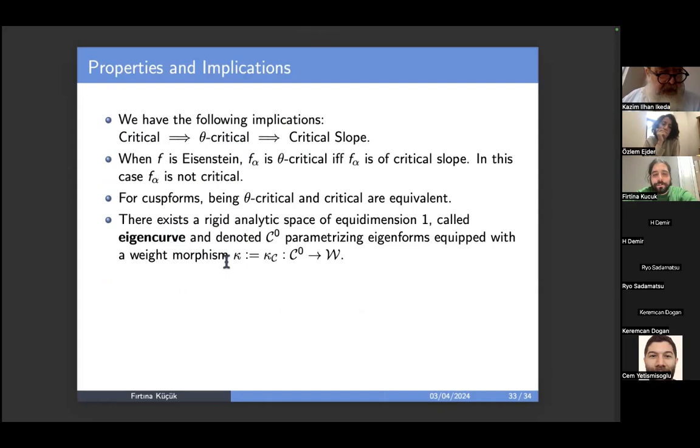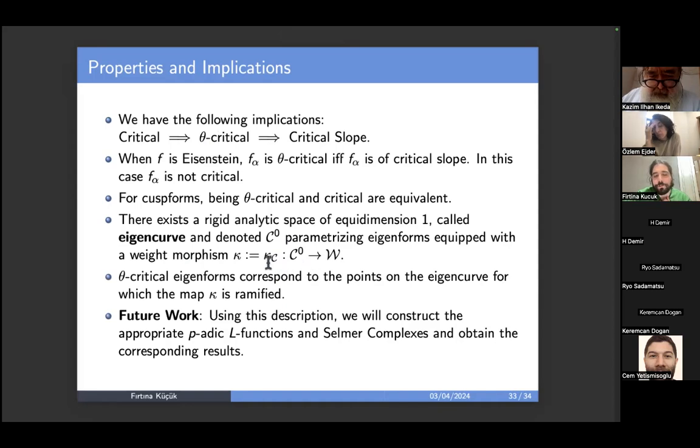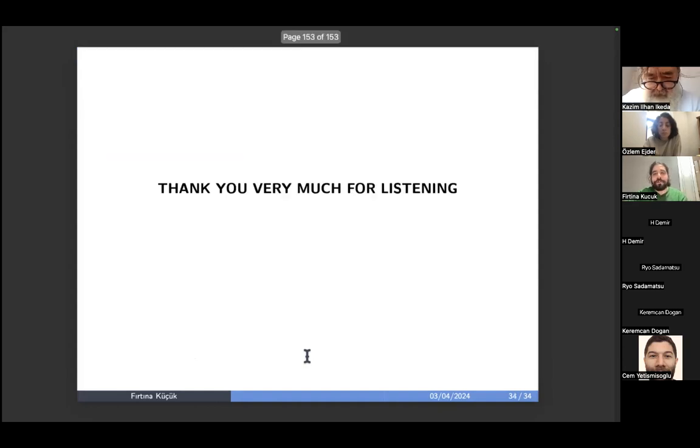For example, we have a rigid analytic space of equidimension one, called the eigencurve, parametrizing eigenforms in a p-adic way. And each point corresponds to a p-adic form, basically. And we have a weight morphism from this eigencurve to the weight space. And the points in the eigencurve which correspond to the theta-critical forms correspond to the points where this map is ramified. So that's the key thing. And for future work, we will use this description, and we hope to construct the appropriate p-adic L-functions and Selmer complexes, and hopefully obtain the corresponding factorization results. Thank you very much for listening.